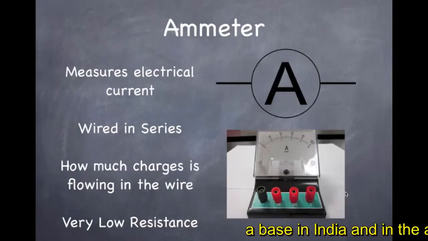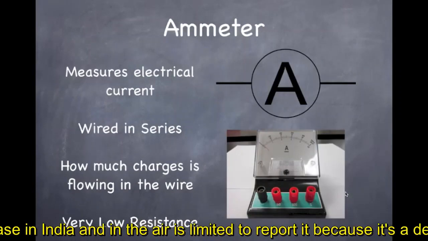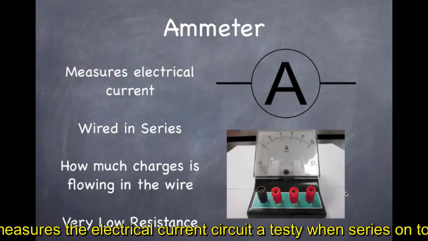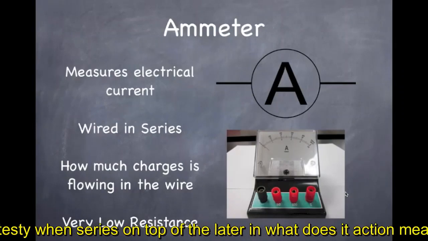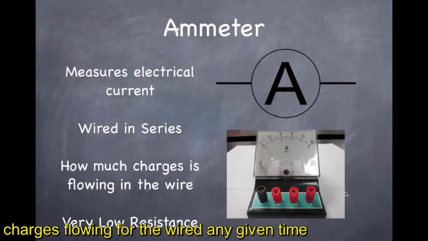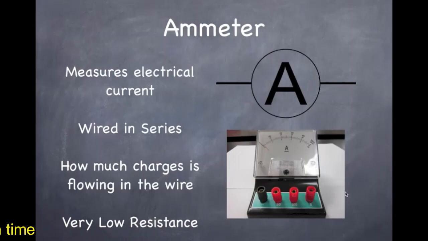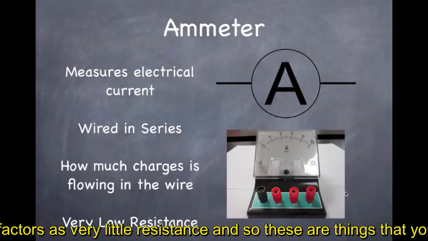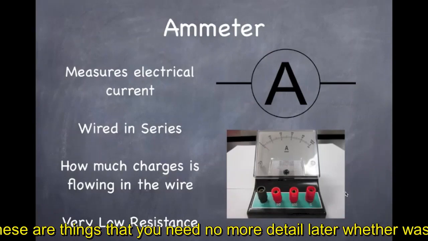Next, we have an ammeter. An ammeter is going to be very important because it's a device that actually measures the electrical current in the circuit. It has to be wired in series, and we'll talk about that a little bit later. What it does is it measures how much charge is flowing through the wire at any given time. A key factor is it has very little resistance, and so these are things that you need to know, and we'll go into more detail a little bit later.